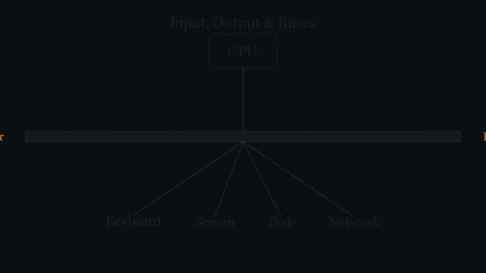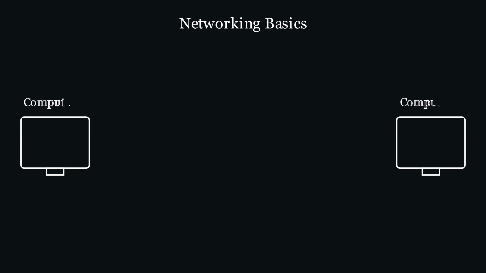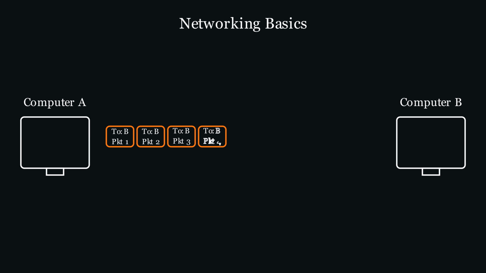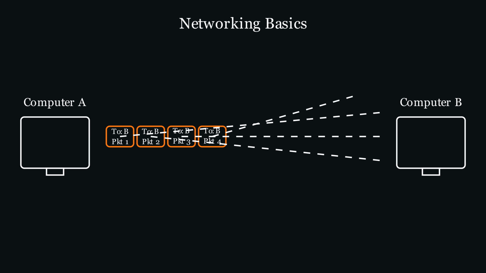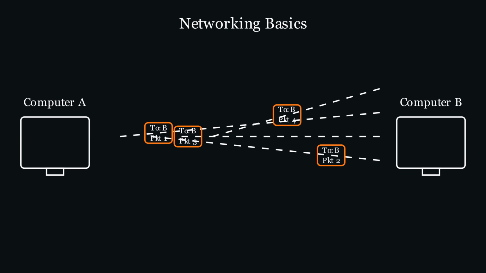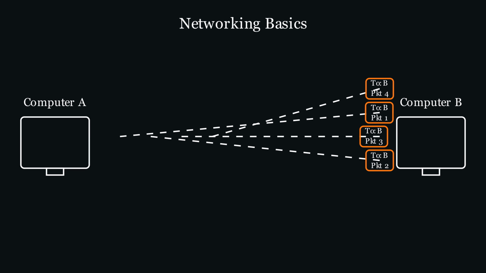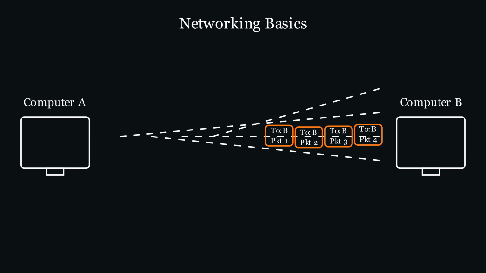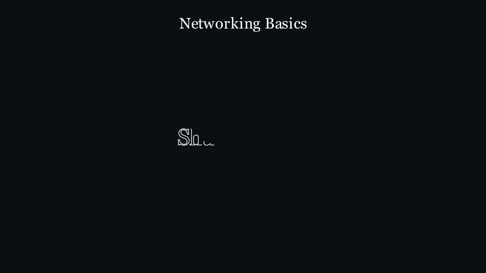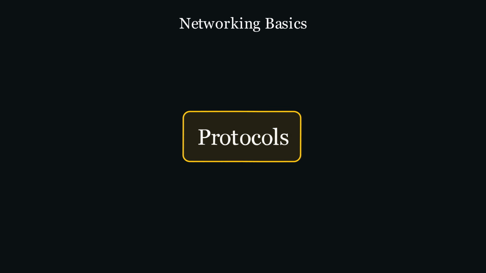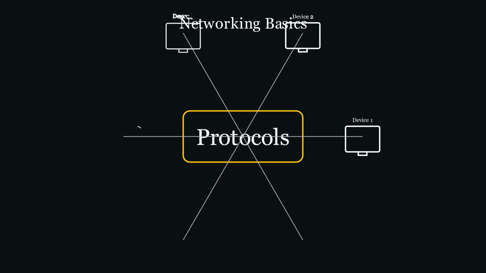One computer talking to another breaks the message into small chunks called packets, each one labeled with where it's going. Those packets don't have to travel together or even take the same path. They just need to arrive and get reassembled correctly at the other end. That's the entire foundation of networking, a shared set of rules called protocols that every computer agrees to follow so the packets can be understood by anyone.